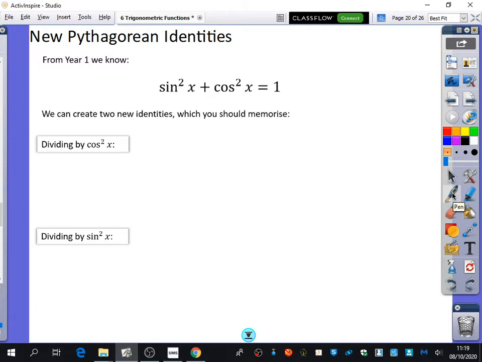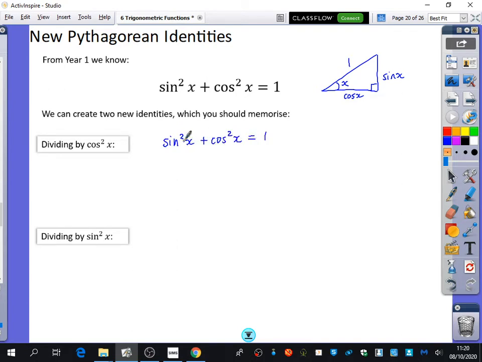So we know from year one, we call this the Pythagorean identity because it actually comes from a triangle where if the angle was x, this is cos x, this is sine x, and this is 1. It comes from a Pythagoras triangle like this, sine squared x plus cos squared x equals 1. But we're now going to try and create some new identities from this because we can take this identity and we can divide everything by cos squared x. And we're going to see what happens when we divide everything by cos squared x.